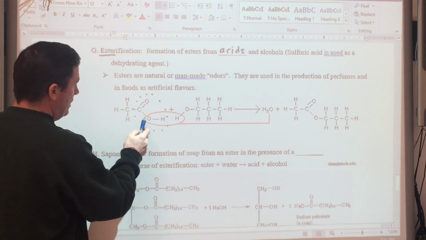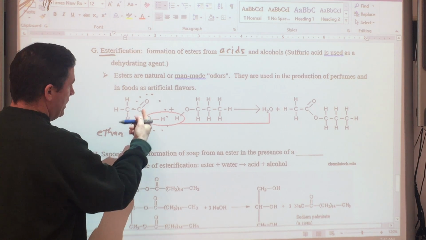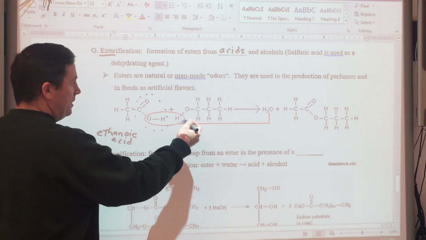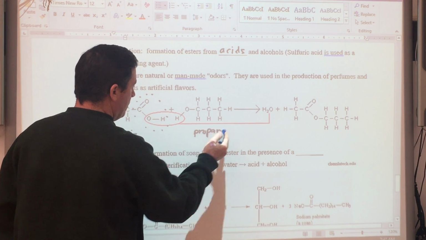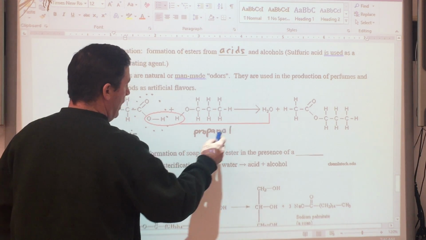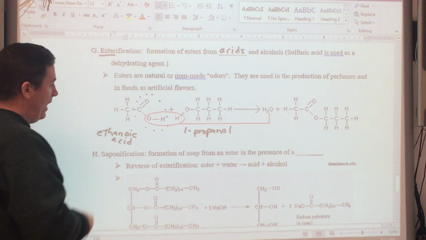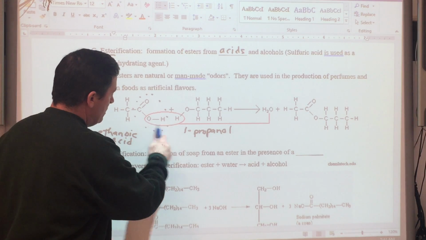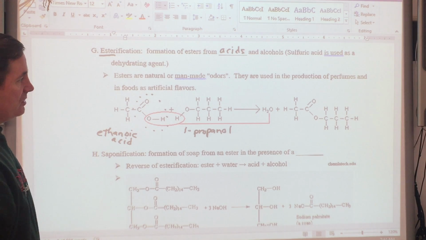So in this case, can you name this? 2 is eth, right? And then I put oic, ethanoic acid. And this is 1, 2, 3, that's prop. And then this is a hydroxyl group, so this is an alcohol, OL. And I have to name what number it's on, it's 1-propanol. So if we add ethanoic acid and 1-propanol, water comes out, as you can see by this. Okay, so this is a condensation reaction, essentially.